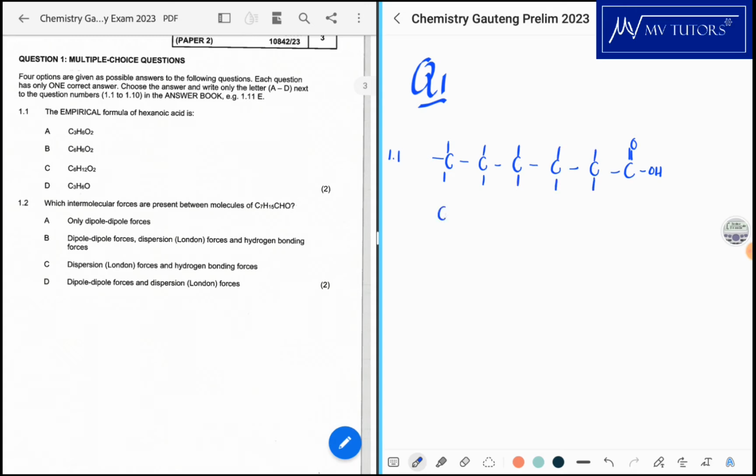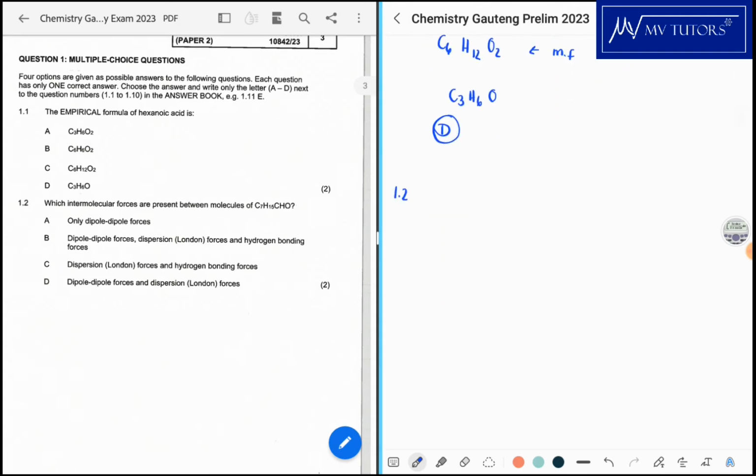So if we were to count, we have 6 carbons, we have 2 oxygens, and how many hydrogens? 3, 4, 5, 6, 7, 8, 9, 10, 11, 12. We have 12. So this is the molecular formula. Now the empirical formula is basically the simplified version. So if I were to get the simplest here, I would divide everything by 2. So I have O, H6, and C3. And if I look there, D would be my answer.